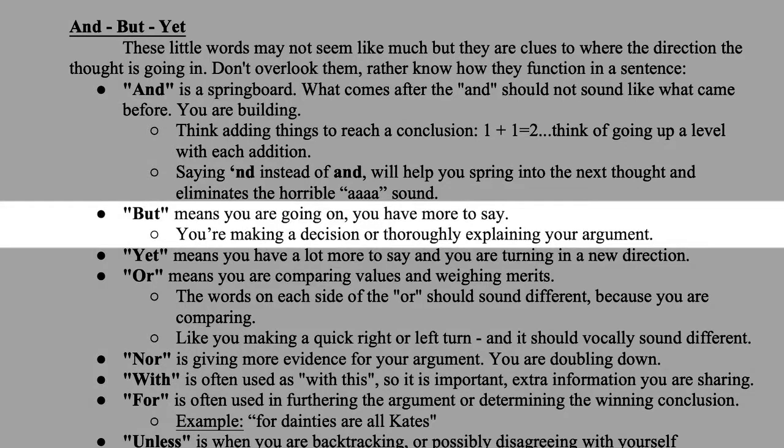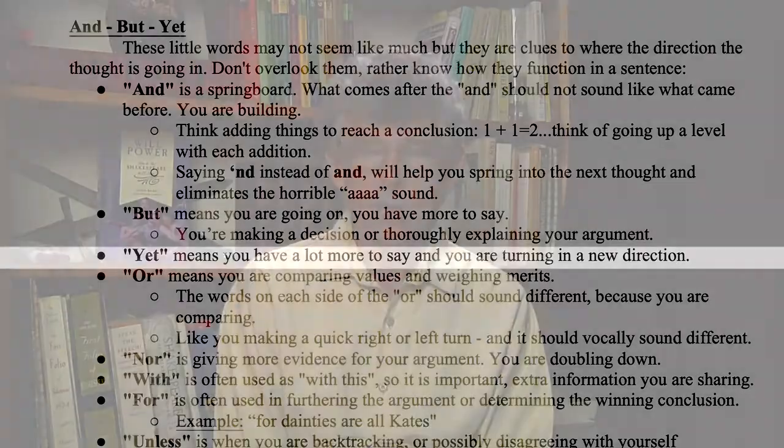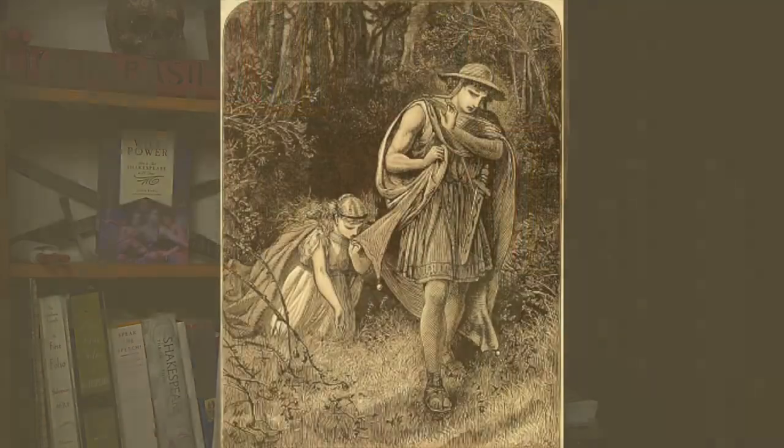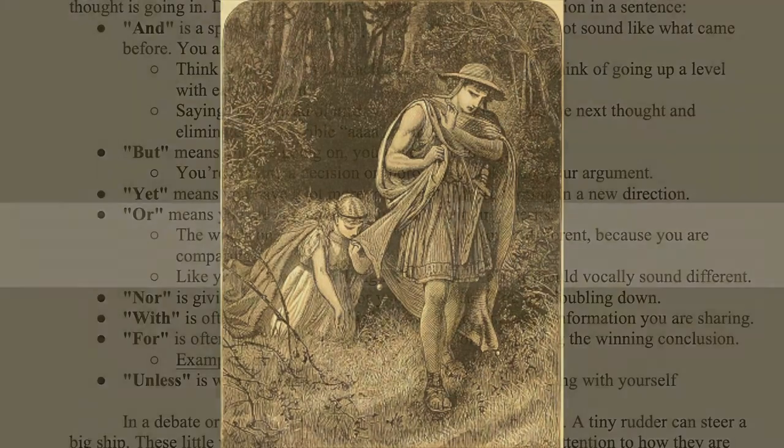But means I'm going on. I have a lot more to say. You're making a decision or you're thoroughly explaining your argument. Yet means I have a lot more to say and you're turning in a new direction. When a character goes, "but yet," 90% of the time it's comedy. Most people don't go, "but yet." So you're going on because you have a lot more to say, which is Helena talking to Demetrius, trying to convince him that he should love her.